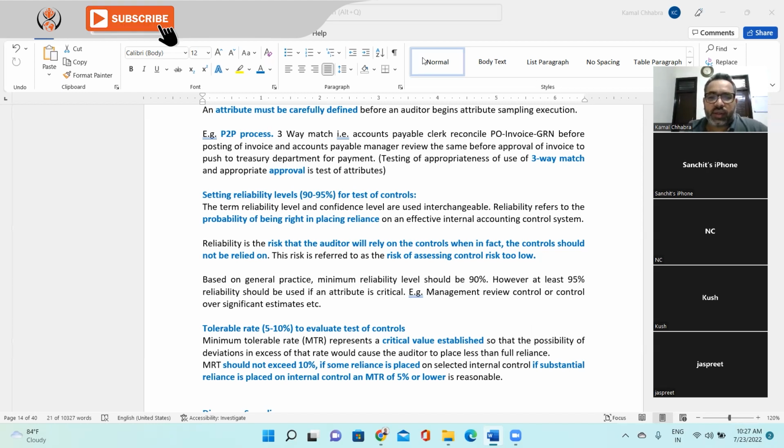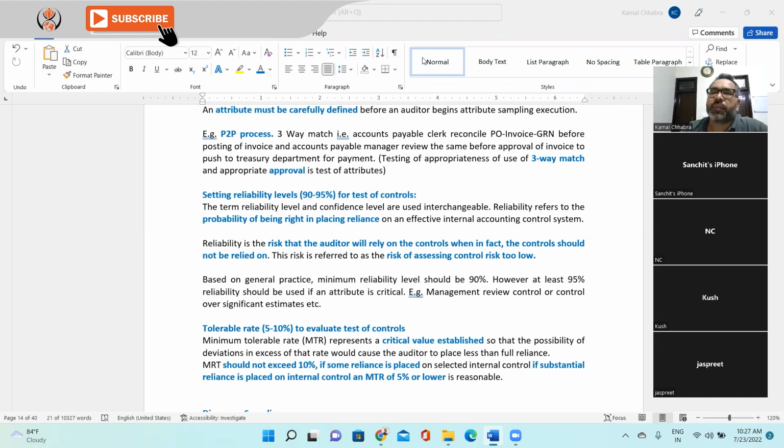Reliability is the risk that the auditor will rely on control when in fact the control should not be relied upon. So the reliability factor is the risk that the auditor is taking on the controls, where they are accepting and relying on the control, whereas in fact the controls should not be relied upon.